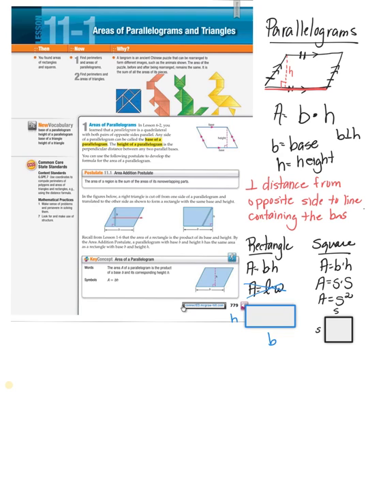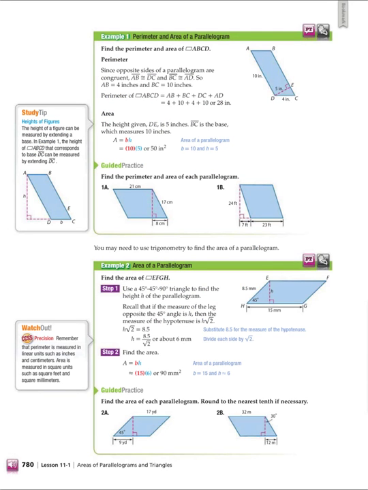Okay, so this is my formula for the area of my parallelogram, my formula for the area of my rectangle, and then my formula for the area of my square. Okay, let's look at some examples. I'm going to look at example 1.